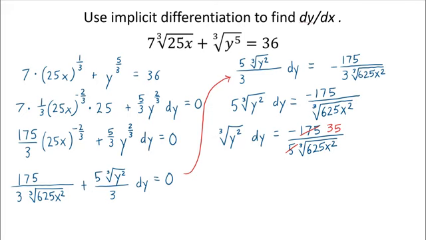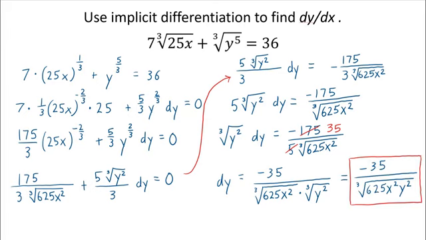Now divide both sides of the equation by the cube root of y squared. And here's our resulting equation. And we can simplify this further by multiplying the cube root of 625x squared by the cube root of y squared. And so dy is equal to negative 35 over the cube root of 625x squared y squared.